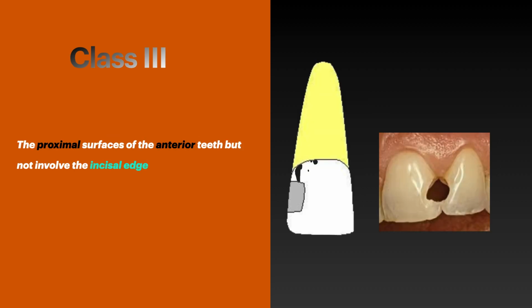Class 3 caries involve proximal surfaces of incisors and canines. Caries often extend to buccal or lingual surfaces from the initial proximal surface site.